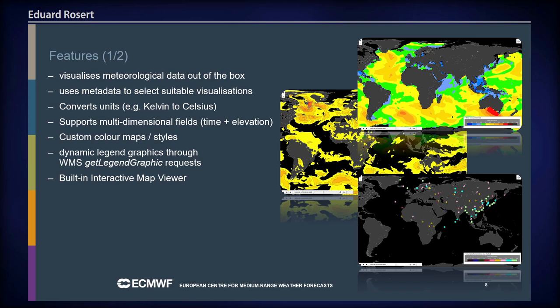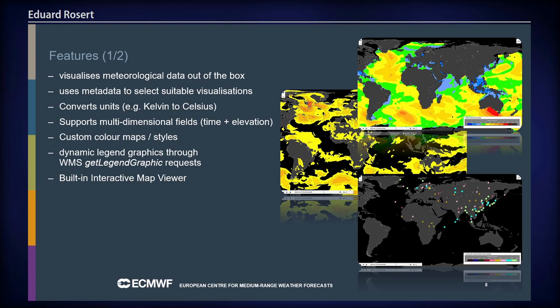So now back to the features that SkinnyWMS offers. As I said, our aim was to provide meteorological data visualization out of the box. Ideally, it should be interactive, because usually when you have time-dependent data, you would like to browse through different time steps. If you have different elevations, you would like to browse through elevations. And how Skinny does that is basically reading the metadata of the data and then, with the help of Magics, selecting suitable visualizations and listing available styles to create already nice visualizations for the users.